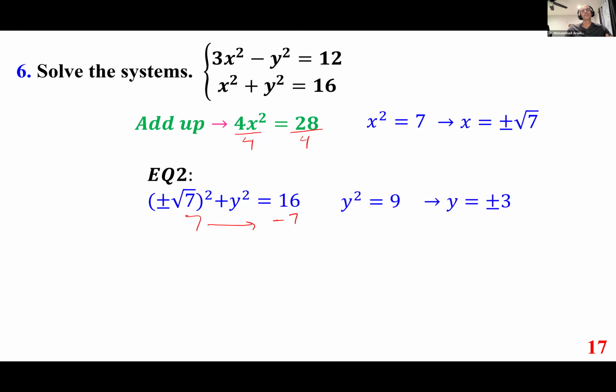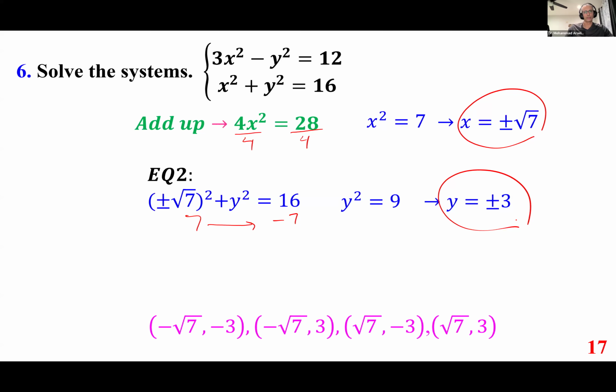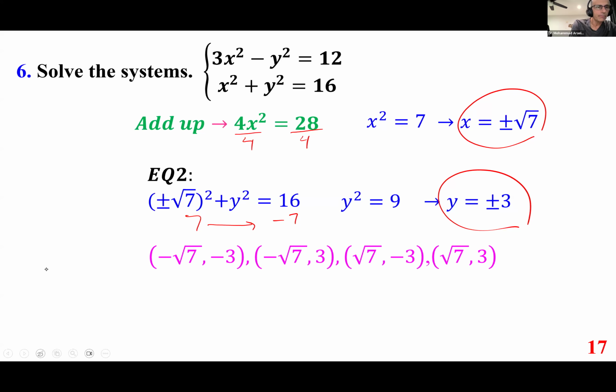Now you have 4 answers. Combination of these two gives you 4 answers. Here's the answers. Negative square root of 7, negative 3. Negative square root of 7, positive 3. Positive square root of 7, negative 3. Positive square root of 7, positive 3.